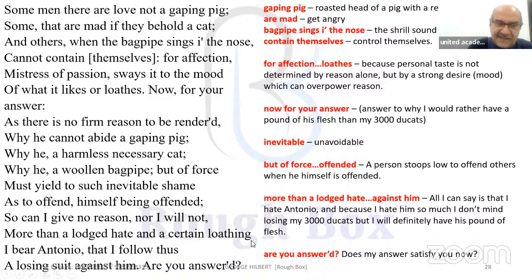So in the process of being offended, we sometimes offend others. Let's come back to this part where the mouse pointer is. Okay? But of force must yield to such inevitable shame as to offend others, himself being offended, when he himself is offended. A person stoops low to offend others when he himself is offended.